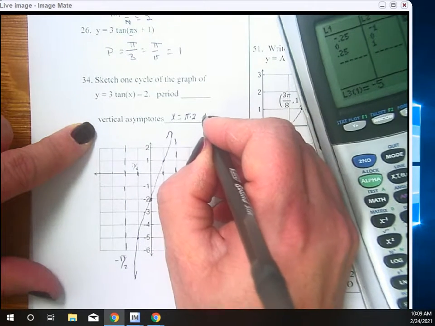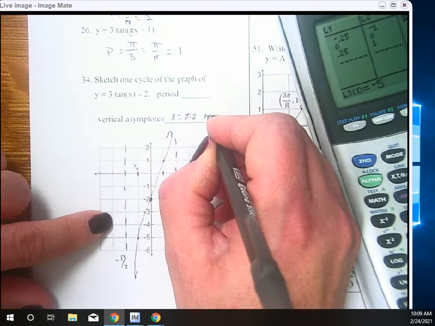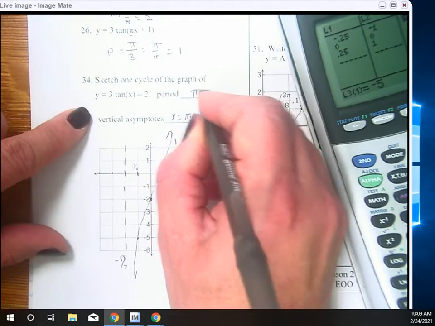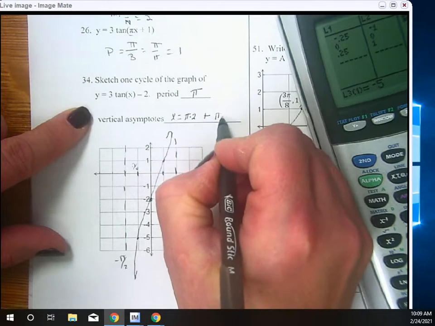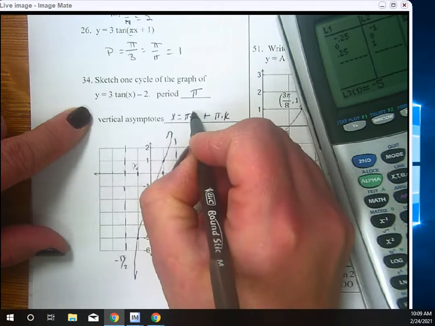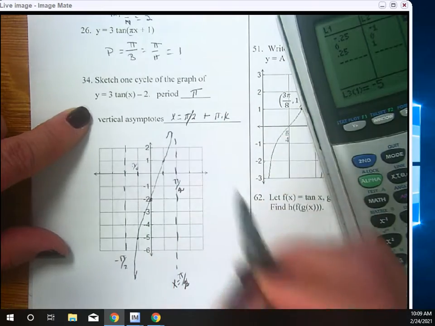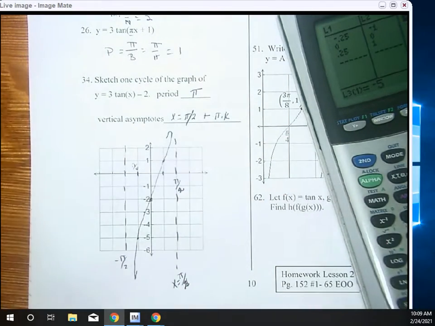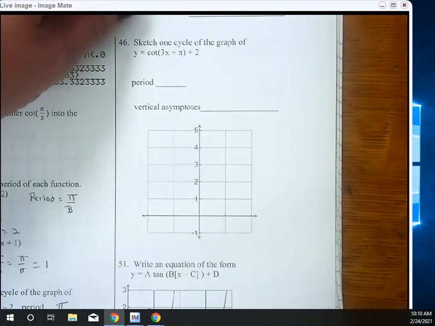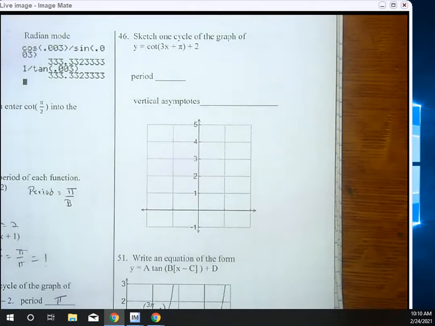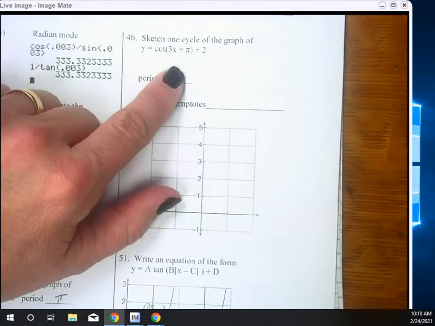And we are going to add our period, which in this case is pi divided by 1, which is pi, times k. And let me write the division that way so it doesn't look like a multiplication symbol. It's interesting to me that things look different on paper than when you're actually recording them. Sketch one cycle of the cotangent.